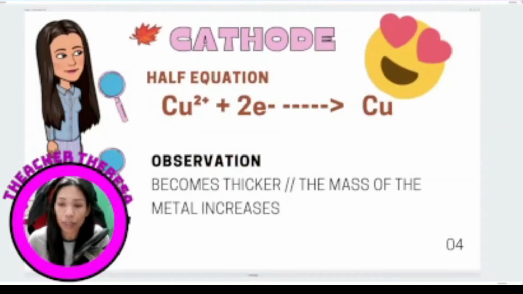Now, if we look at the cathode, the cathode undergoes reduction. So here, copper 2 ions receive electrons and change into copper atoms. So the observation will be it becomes thicker, or the mass of the metal increases.